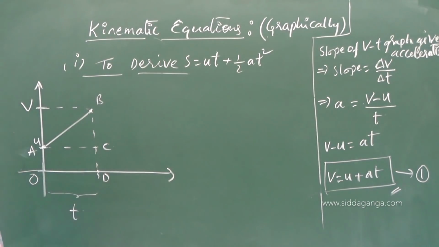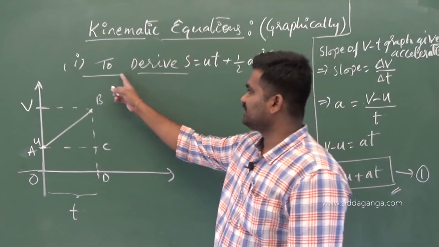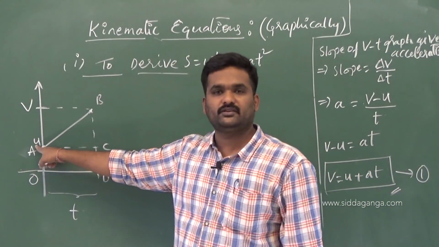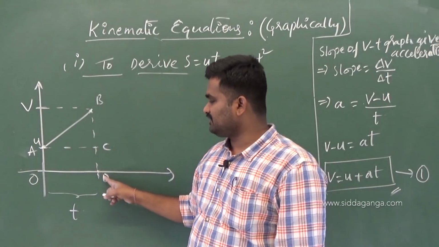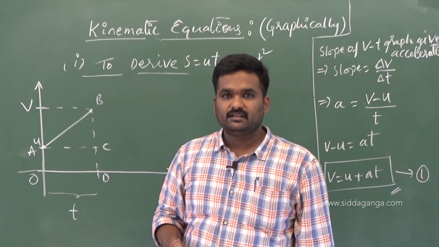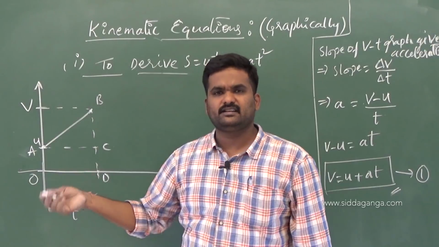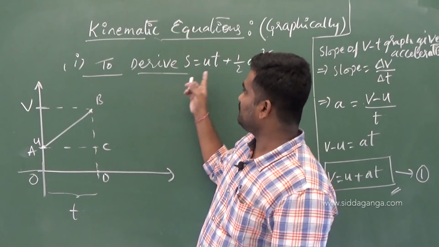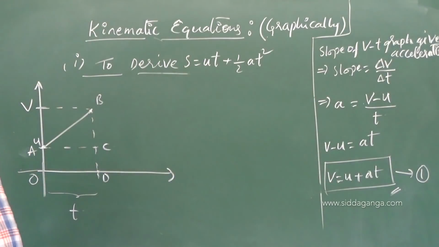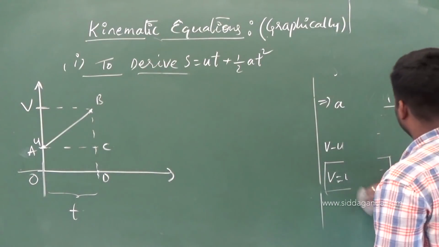While writing this, you can mention a line here like, let's say the body started with a velocity u, traveled for a time of t seconds and covered a displacement of s in a time of t seconds, attaining a displacement of s with uniform acceleration a. Now, how to derive this equation? How to derive this equation graphically we will study.